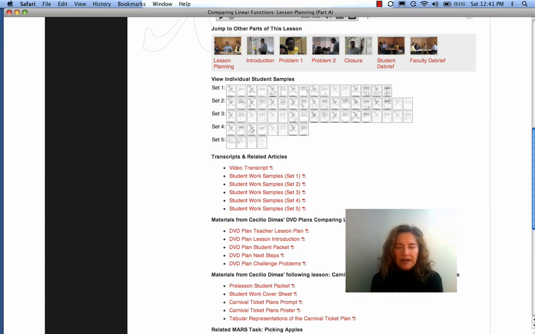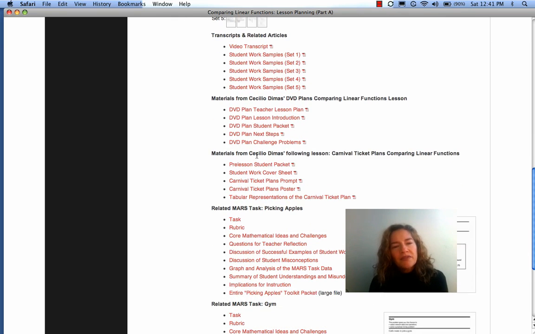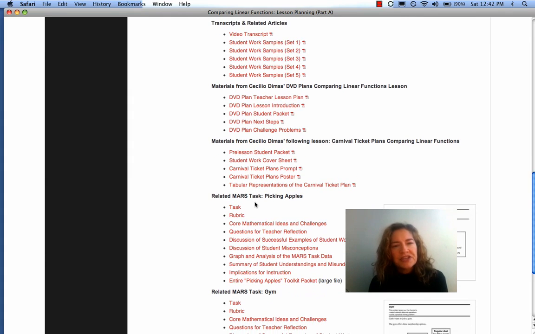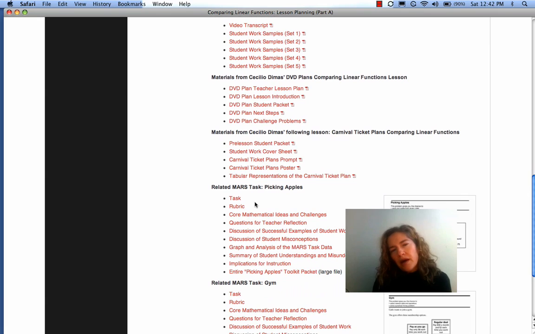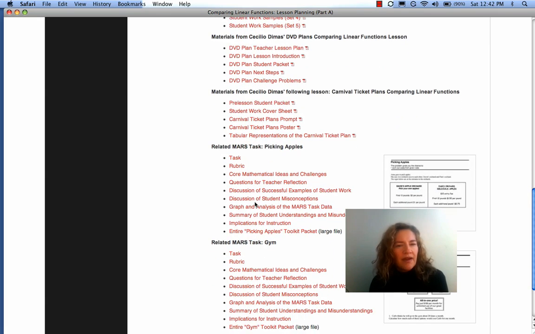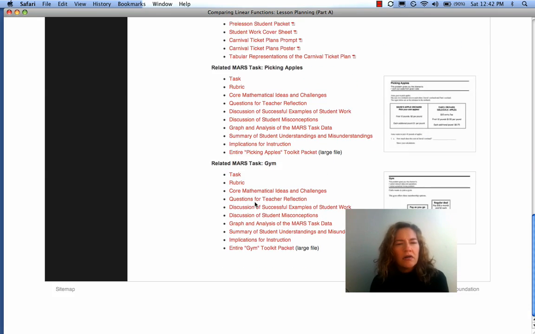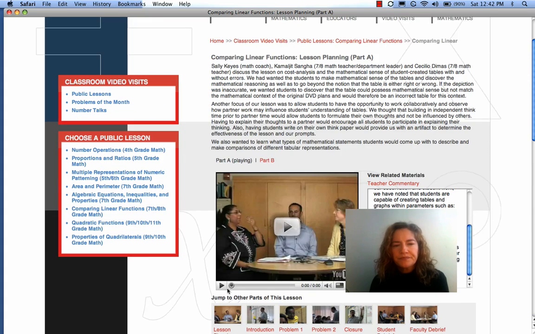If you teach at a similar age, similar grade level to Cecilio, you can take this and apply it perhaps directly into your classroom. But if you teach younger students or older students, or if you're preparing to teach students, you could think about different scenarios in which you could use this. Some of this also you can see the model in which he has students work. There's cover sheets, there are these prompts for the follow-up, different tabular representations. There's all kinds of teaching materials here.